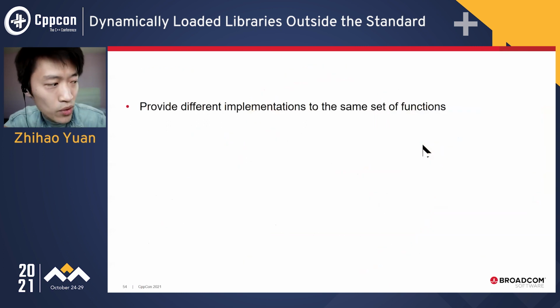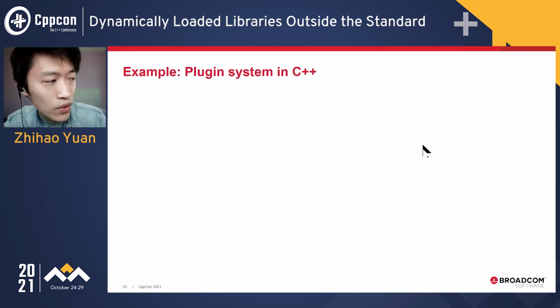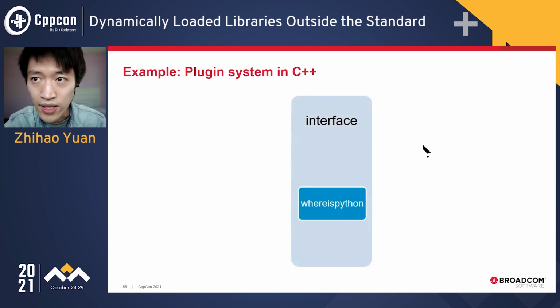The ask is to provide different implementations to the same set of functions. And the answer in C++ is simply a vtable. Here's an example of a plugin system in C++. We create a CMake interface library called Where's Python.